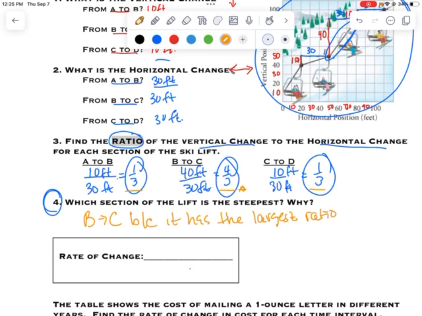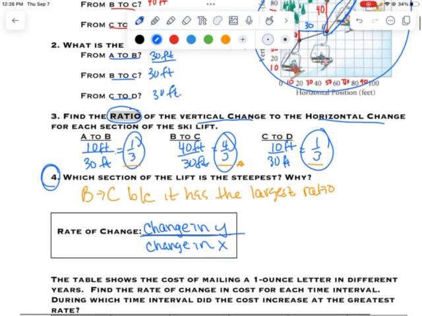All right, so rate of change we are going to define as follows. We're going to talk about it a couple different ways, but it is the change in Y, or the vertical change, over the change in X, or the horizontal change. All right, so rate of change is your change in your Y, which is typically your dependent variable, over your independent variable. We'll see this a few times throughout the notes.